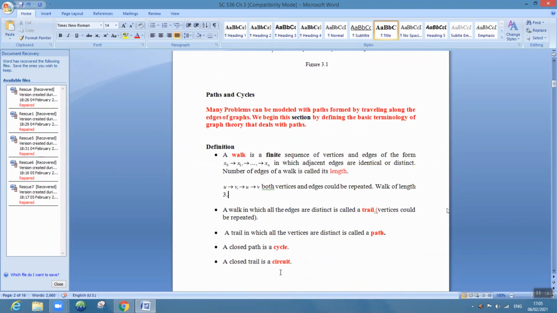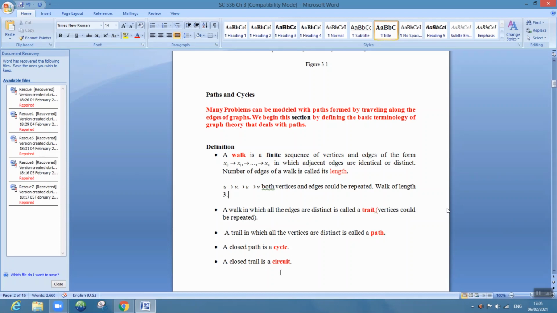But a walk in which all the edges are distinct, where vertices could be repeated, that is called the trail. In a trail, in the Eulerian graph, we are finding the trail. We repeat the vertex. That means you visit the same vertex several times, but edges you can't. A walk in which all the edges are distinct is called the trail. You visit the same vertex several times, but you are not repeating the edges.